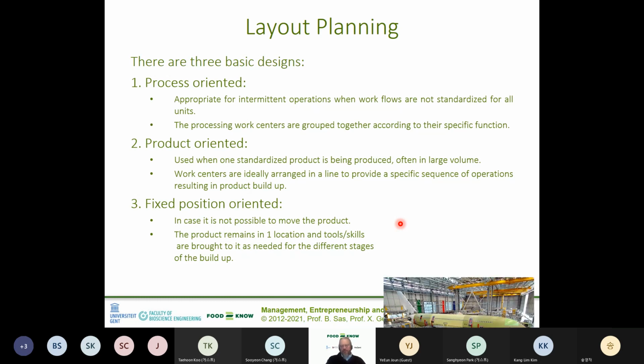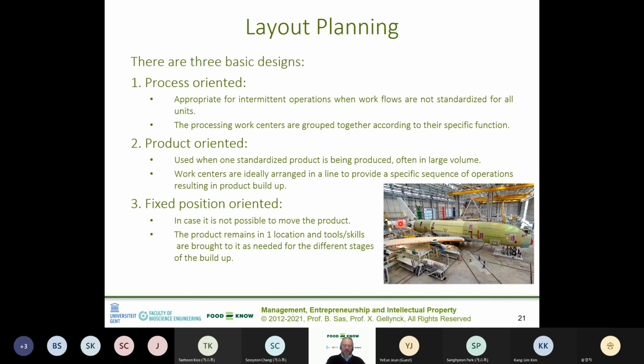An example is, for instance, aeroplanes. You can't have an assembly line of aeroplanes, or not at least these big ones. Or, for instance, boats, so large vessels. There as well on a shipyard, the product stands still, and then different teams come in to do the work until the boat is released from the shipyard.